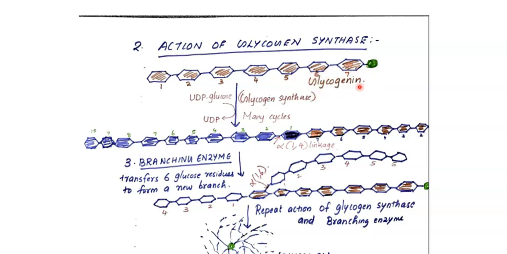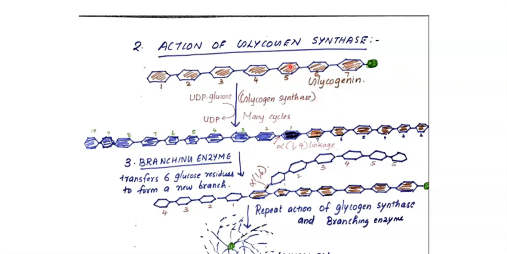Clear? Glycogenin is the starting material of glycogenesis. It's an oligosaccharide containing 7 glucose units plus 1 protein. What happens to this glycogenin? To this glycogenin, our UDP glucose, which we already prepared in our first step, is attached; glucose is attached and UDP is removed. The name of the enzyme involved in this reaction is glycogen synthase. That is the key enzyme of glycogenesis.